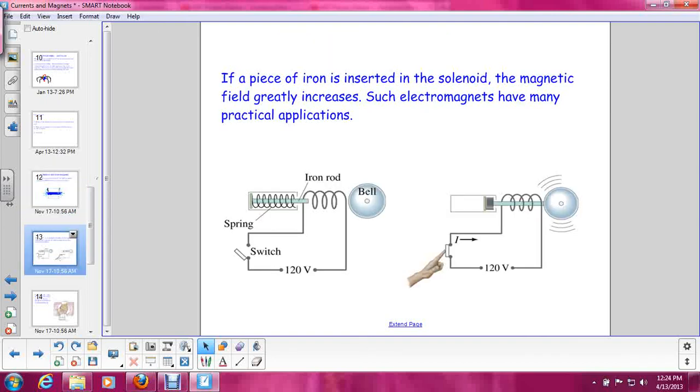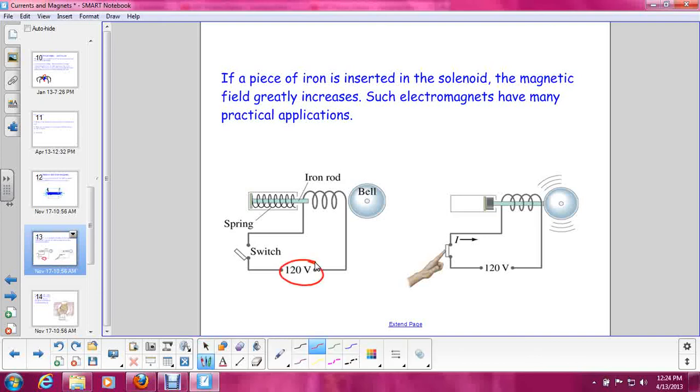Now, if you put a piece of iron inside the solenoid, that magnetic field will manipulate that piece of iron or apply a force to it. And the magnetic field will greatly increase. And these have a lot of practical applications. So for example, this is how a manual doorbell works.